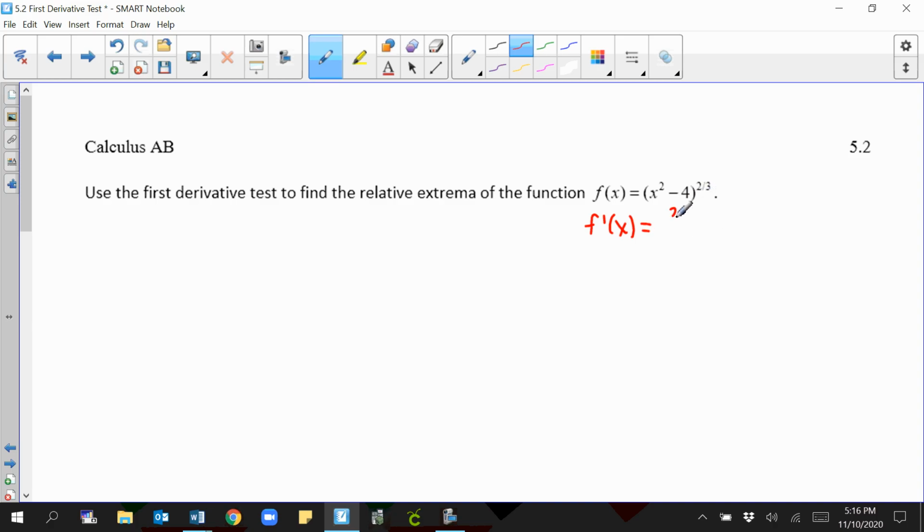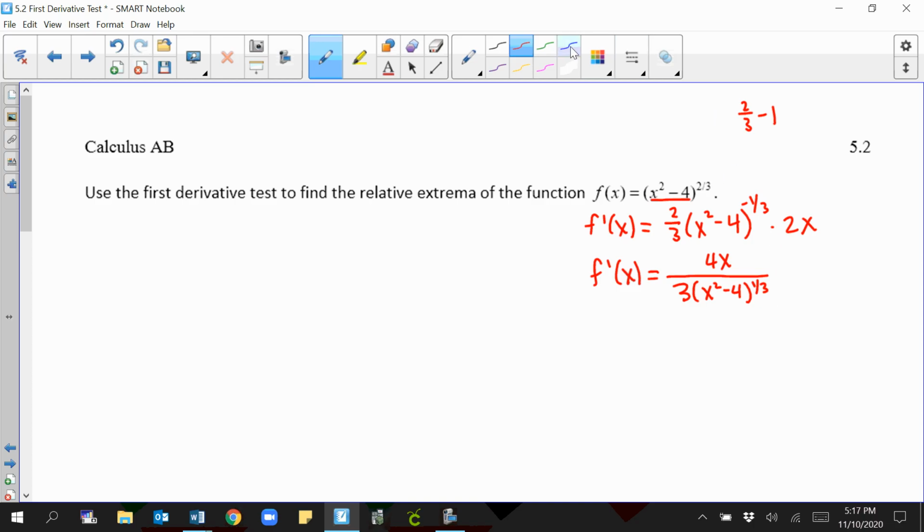So I'm going to have 2/3 times x squared minus 4. And 2/3 minus 1 is a negative 1/3. And then I'm going to multiply it by the derivative of the inside, which is just 2x. So f prime of x is equal to, well, 2 times 2x is 4x over 3 times x squared minus 4 to the 1/3. So there's my derivative. And remember, to find our critical values, we're going to set the top and the bottom equal to 0.